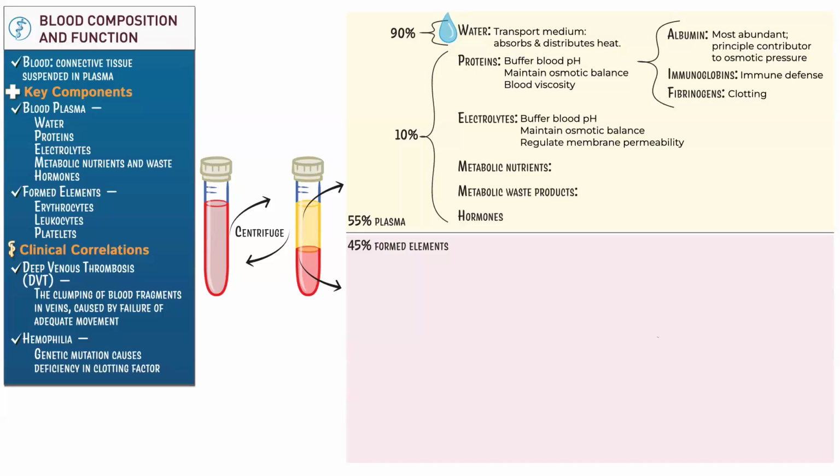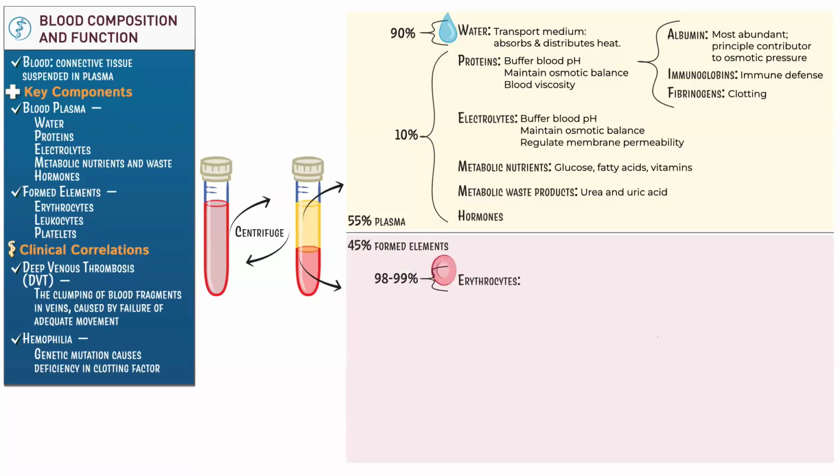Lastly, let's note the presence of metabolic nutrients and waste in plasma. Metabolic nutrients, such as glucose, fatty acids, and vitamins, are absorbed from the digestive tract. Metabolic waste, such as urea and uric acid, are processed by the kidney and discussed in detail elsewhere. Now that we've characterized the plasma, let's illustrate the formed elements.